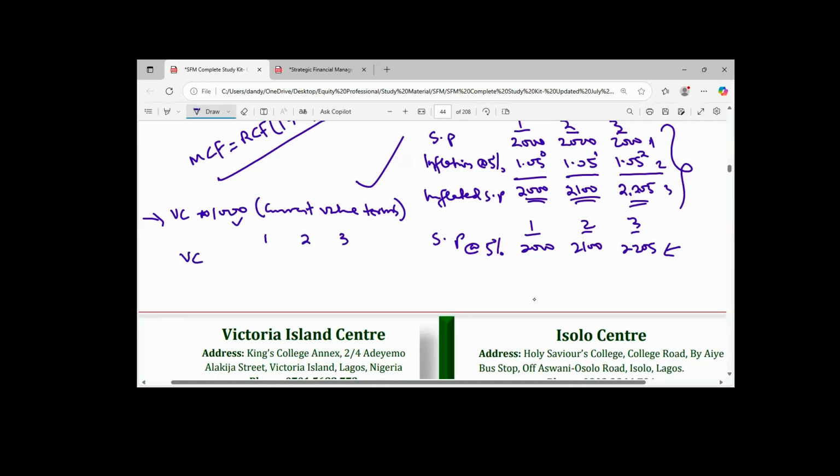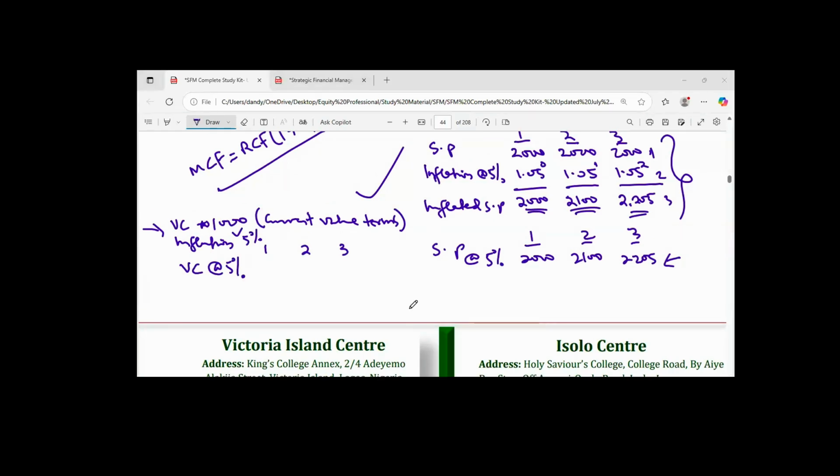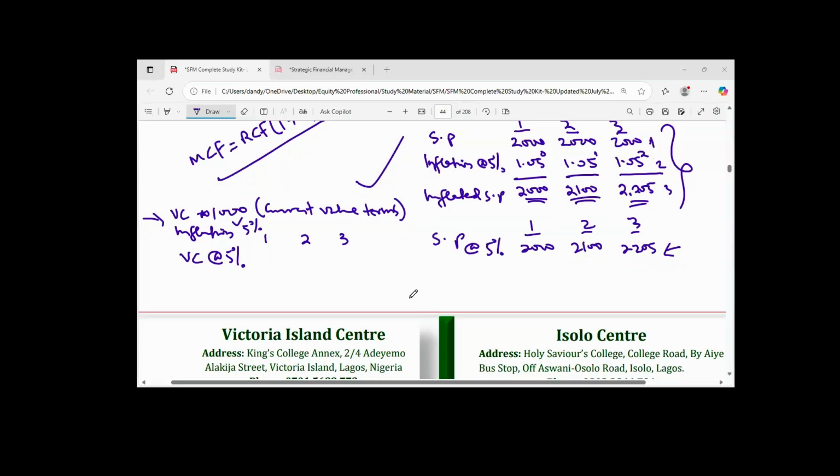Variable cost, the inflation rate, say for example, we are given an inflation rate of 5%. So I would then say at 5%. The 1,000 will not appear anywhere. So I'll just carry my calculator to say 1,000 multiplied by 1.05 equals 1,050. Here in year one, it is 1,050.